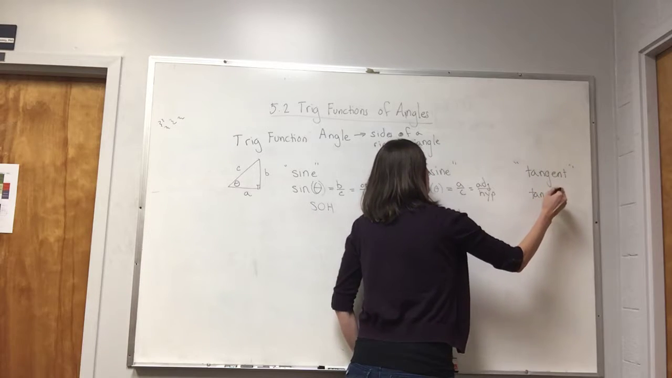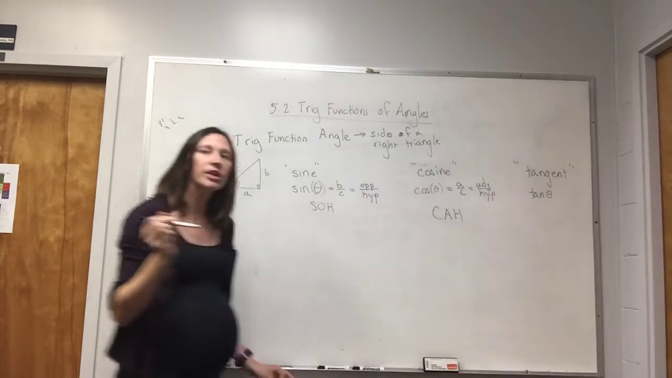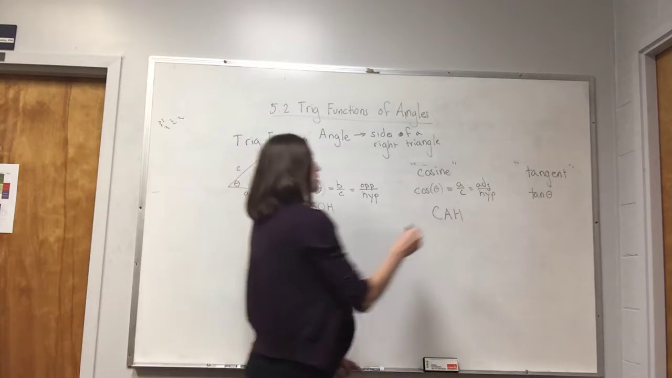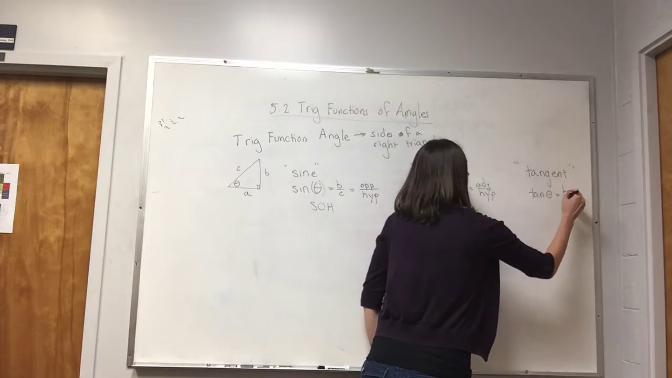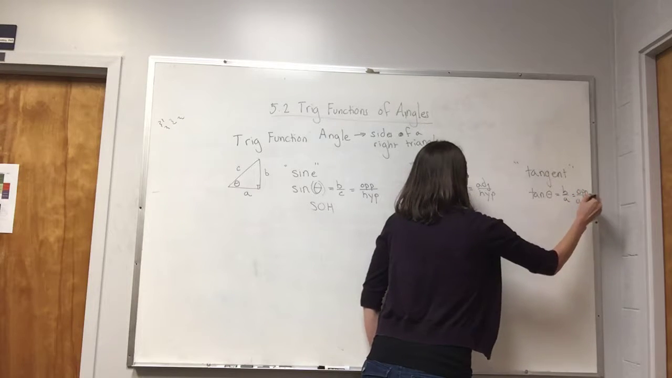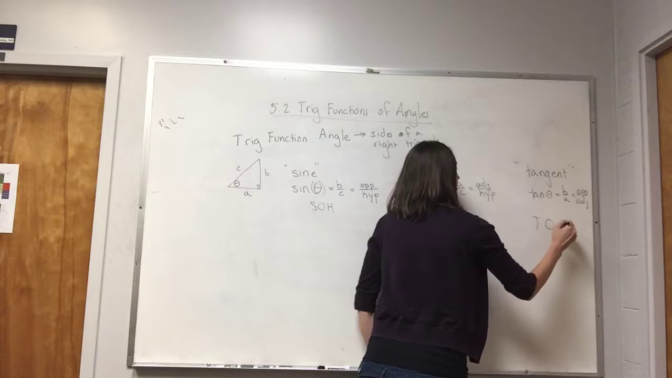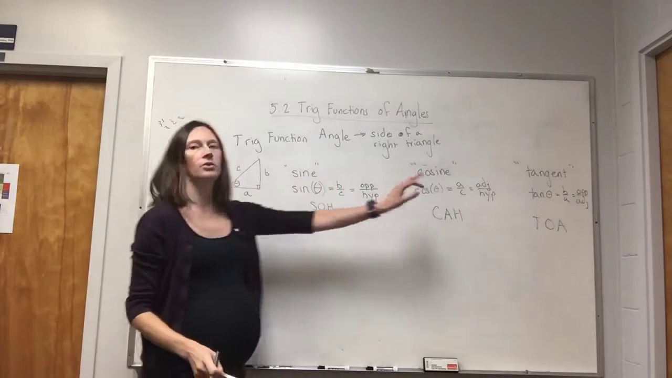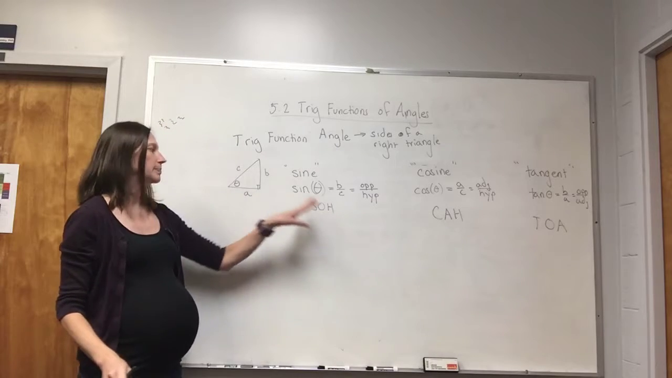All right. You'll see it abbreviated as TAN, but continue to pronounce it tangent. The tangent of theta is b over a, which is opposite over adjacent. And our acronym is the T, the O, and the A. So we have SOH CAH TOA, okay?